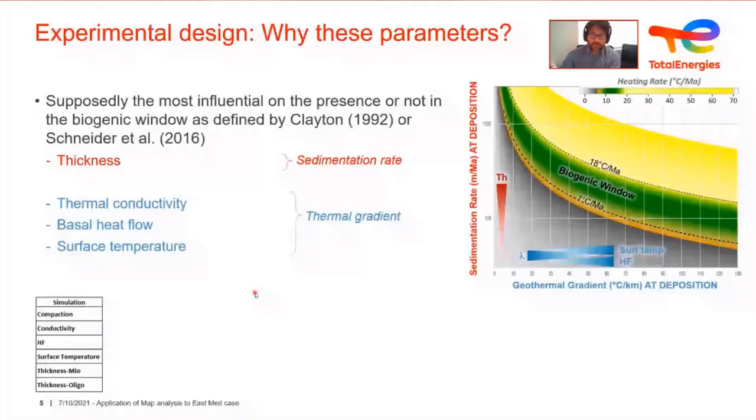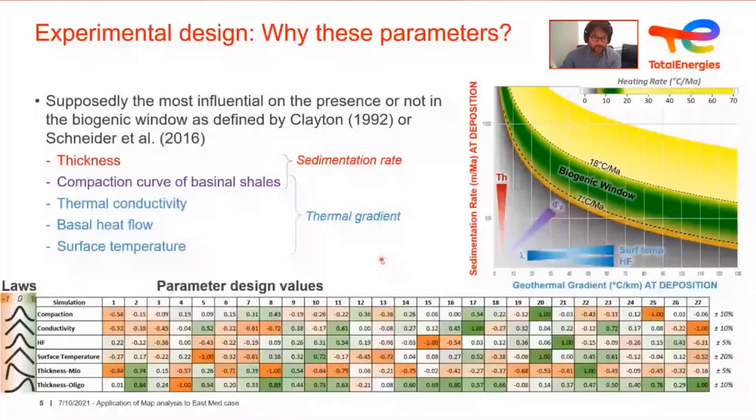So, and the last one, it's the compaction curve, and the compaction curve will both have an impact on the sedimentation rate, because it will change the thickness through time of your facies, and it will have also an impact on the gradient due to the amount of water you have in the sediments and the conductivity associated. So with these six parameters, we obtained this experimental design.